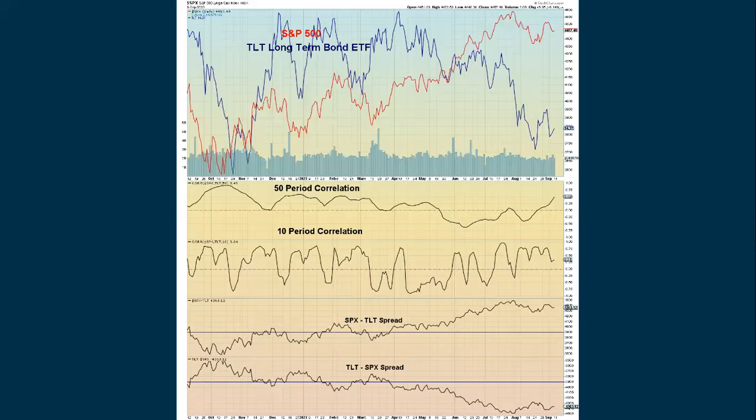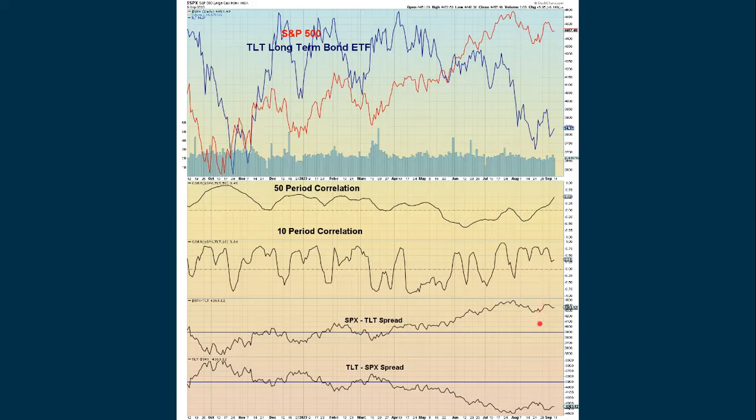Keeping an eye on bonds, where we have the S&P on top in red, and we have the TLT, which is the long-term bond ETF, in blue. And then this shows the relationship between the two based on 50 periods. This is their longer-term relationship, and it's starting to get a little bit stronger. Bonds have been going down as the S&P has been going down. Then we look on a shorter time frame. We go back 10 periods to see what their short-term relationship is like. And when it goes up, that means their relationship is pretty strong. It's not really showing anything all that important right now.